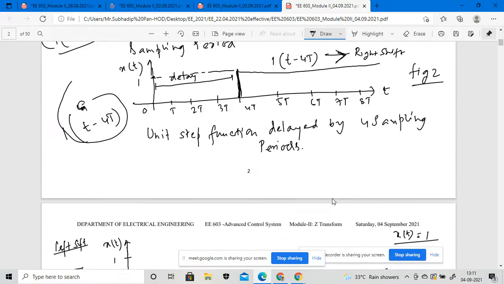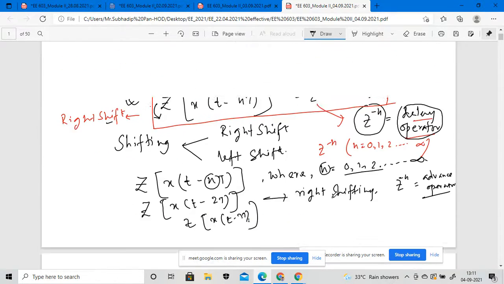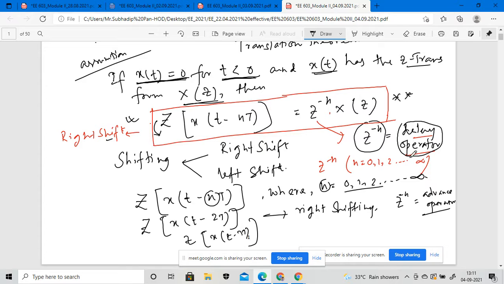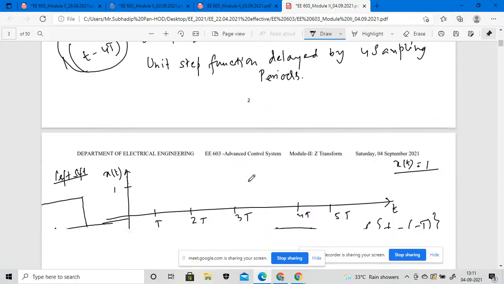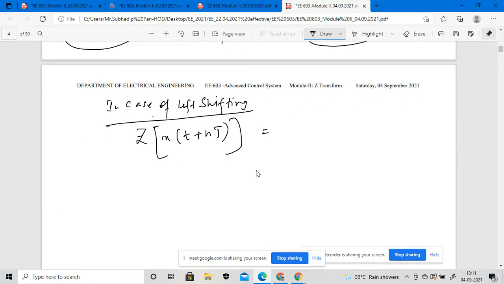If it is considered for the right shifting, z to the power minus n should be considered as a delay operator. But in case of a left shifting, z to the power plus n should be considered as an advance operator. Okay, some small mistake. I told you, in case of a left shifting, z to the power n should be considered as an advance operator.